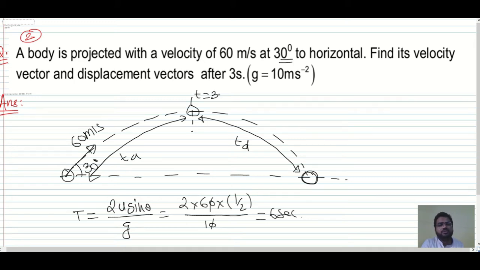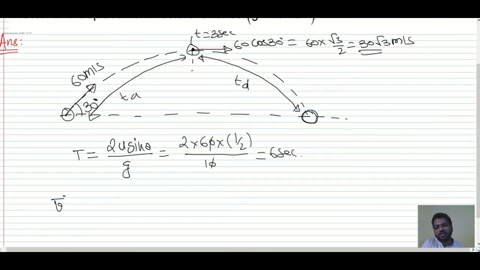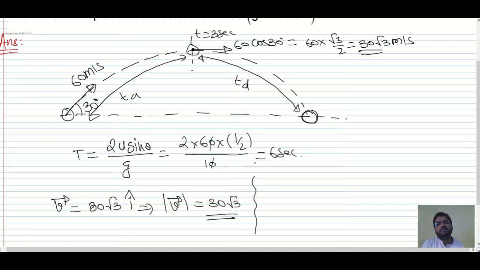That means at t equal to 3 seconds, the body will be exactly at the highest point, and we have the velocity vector only along the horizontal direction. It is u cos 30 degrees, that is 60 cos 30 degrees. So that is 60 into cos 30, which is root 3 by 2, which is 30 root 3 meter per second. So this is the velocity vector after 3 seconds: 30 root 3 in i hat. If you want the magnitude, it will be 30 root 3. This is the answer.